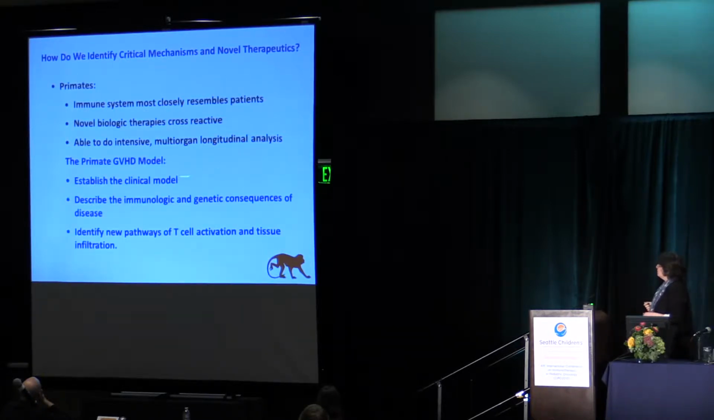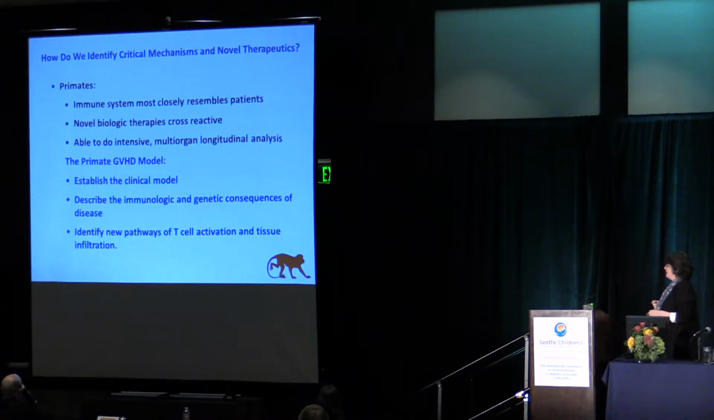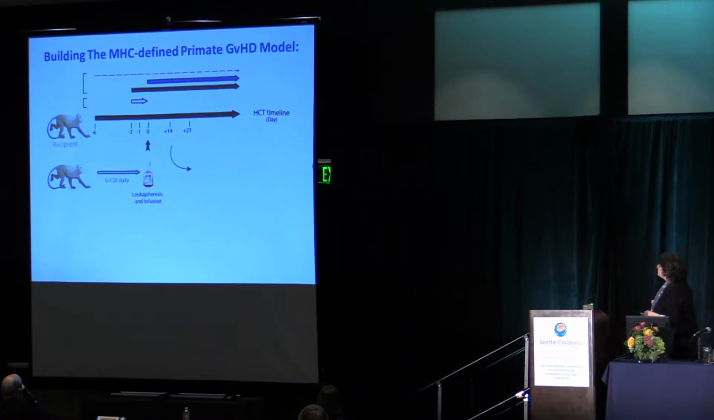So several years ago now, we established the primate graft-versus-host disease model. We have a clinical model, I'll show you that. We understand more and more about the immunologic and genetic consequences of disease. And what we're doing now is using transcriptome analysis to identify new pathways of T cell activation and T cell infiltration. So here's the model in a nutshell.